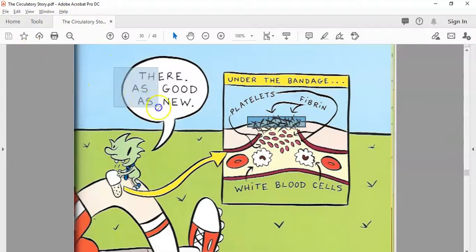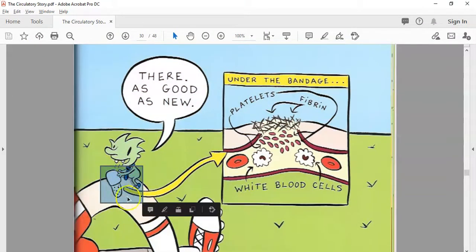And look what the author says. They're good as new. And what did the author also use? Look what they did. They did this bandage and then they zoomed it in. What text feature is that? So that text feature is called a close-up. It's like we're getting a magnifying glass and we're going inside of there and we can see it bigger.